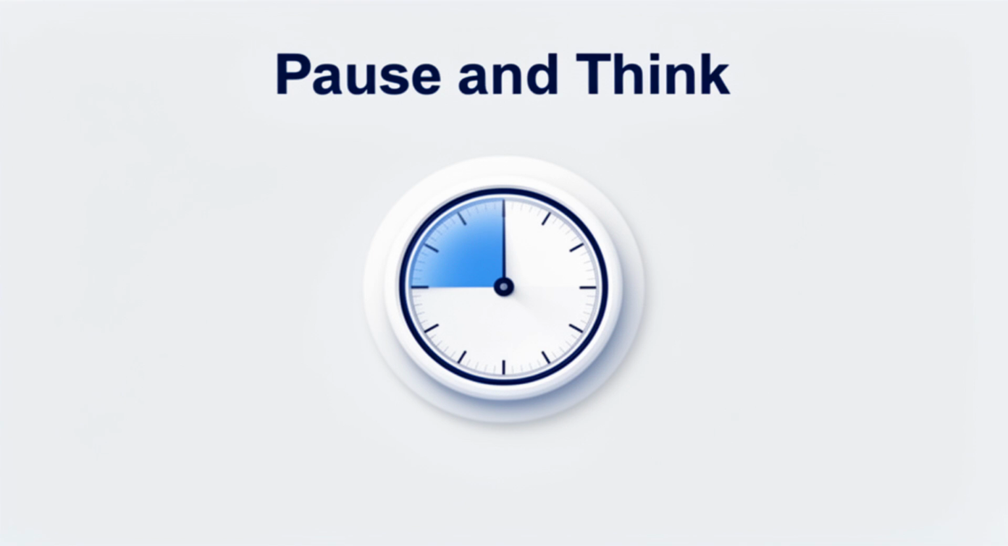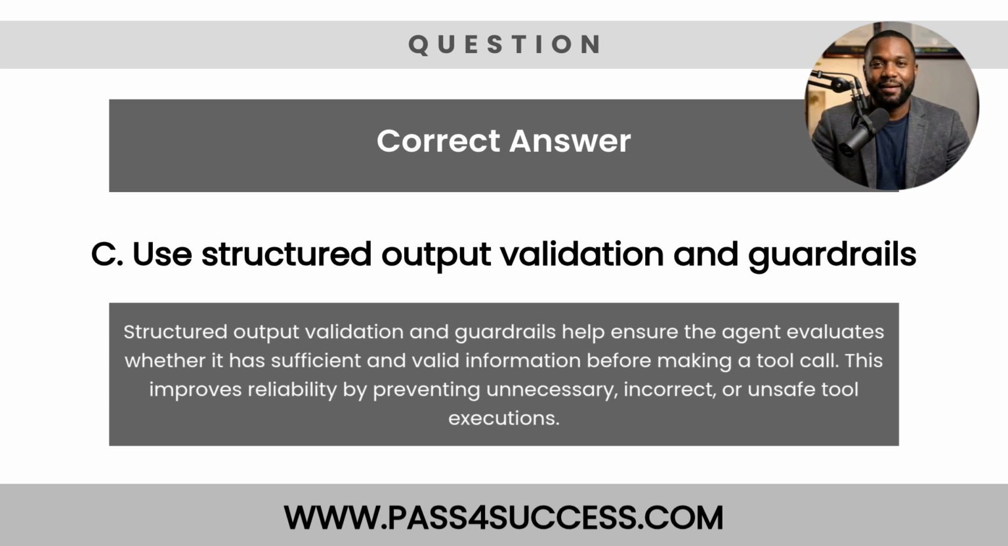Think about it. Correct answer, C. Use structured output validation and guardrails. Structured output validation and guardrails help ensure the agent evaluates whether it has sufficient and valid information before making a tool call. This improves reliability by preventing unnecessary, incorrect, or unsafe tool executions.